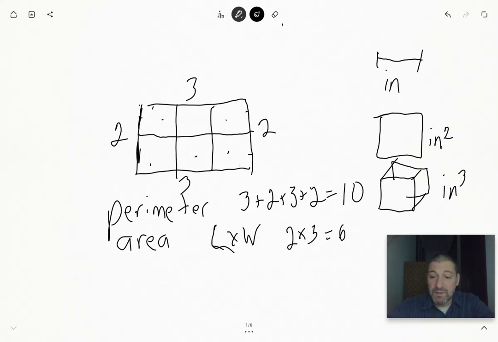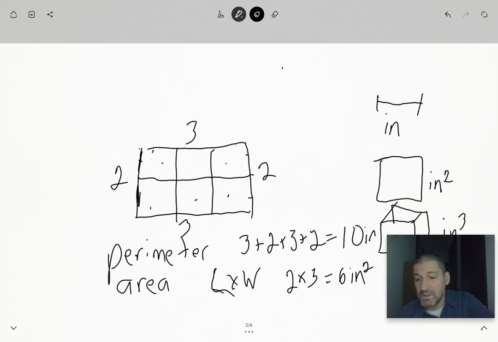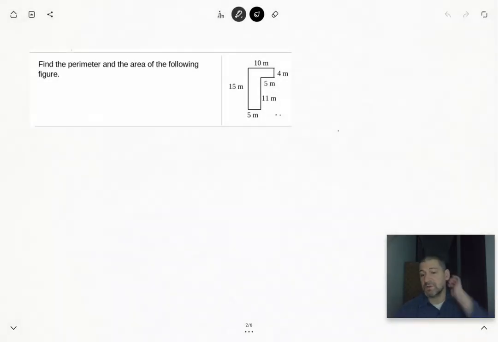We've got to remember to label our answers with units. So 10 what? 10 inches. 6 what for the area? Would it be inches? No, it wouldn't be inches. We don't measure area with inches. We measure area with square inches. All right, let's look at an example here.